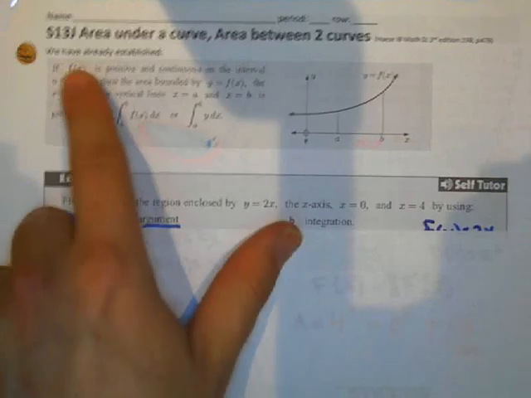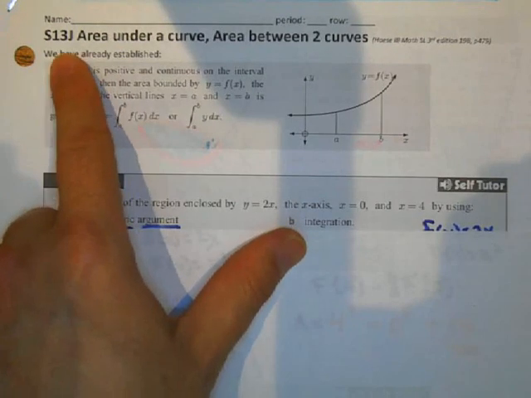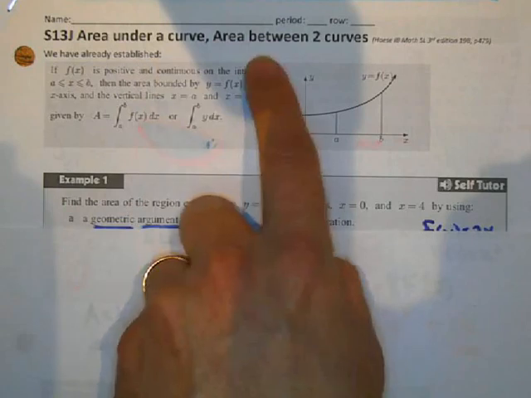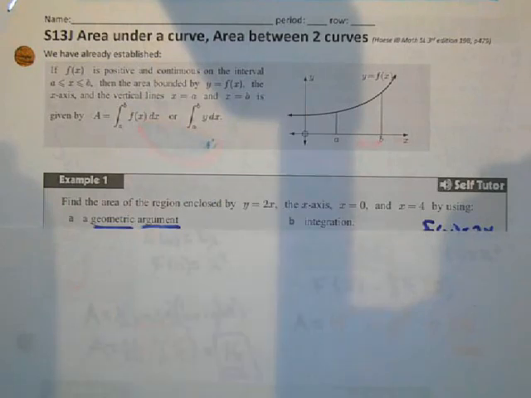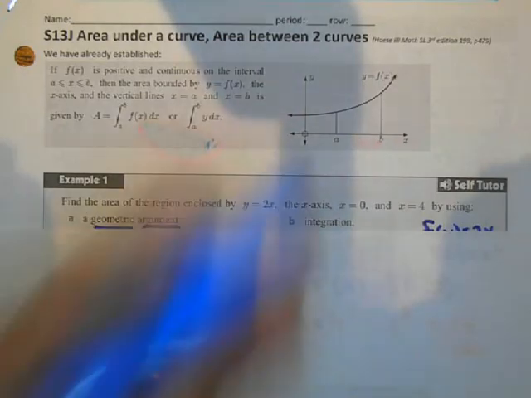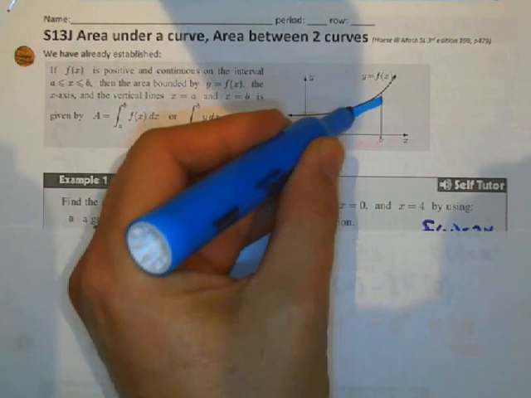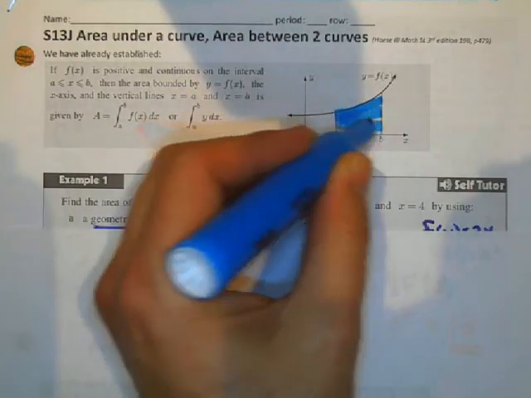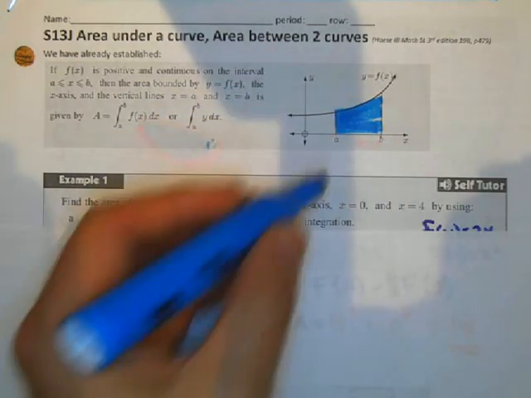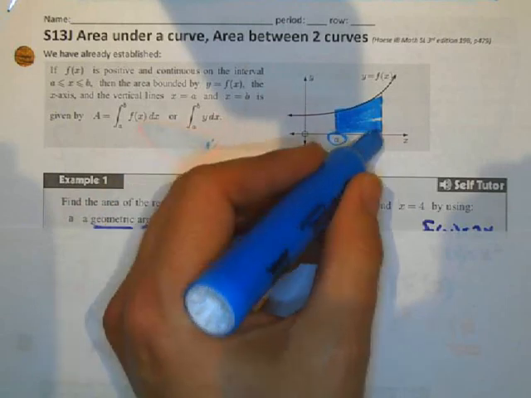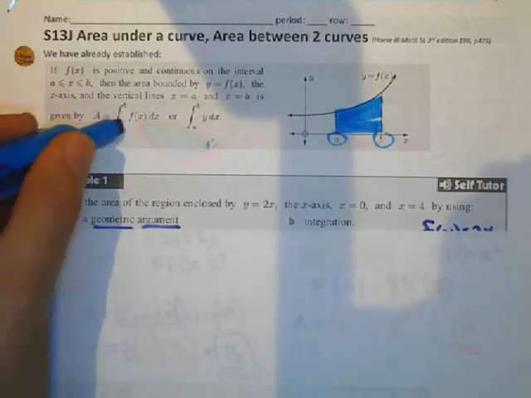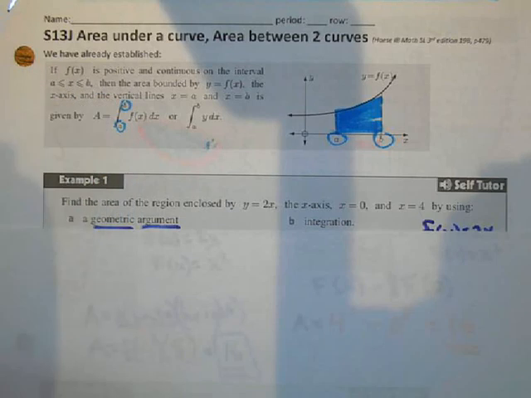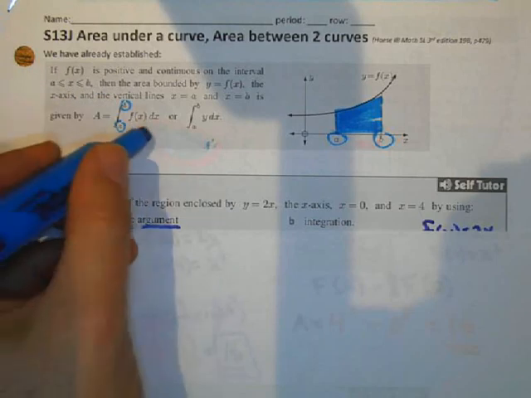Okay, now we're going to talk about 13SJ, area under a curve, and area between two curves. So far, we've learned about finding the area under a curve, like this space right here. There's a curve, and if we start at A and end at B, we have our integral, beginning at A, ending at B, with our function f of x.